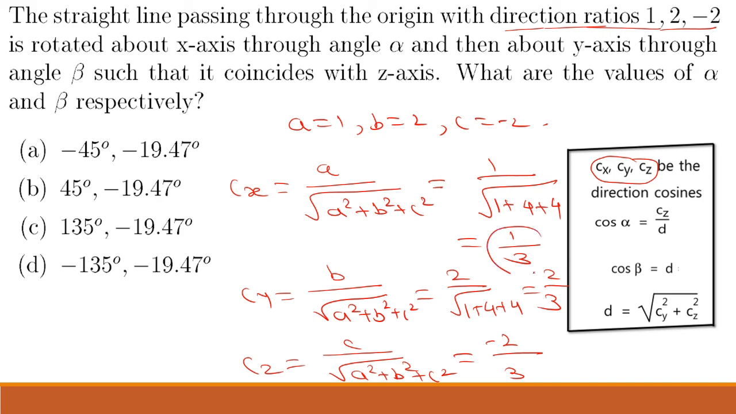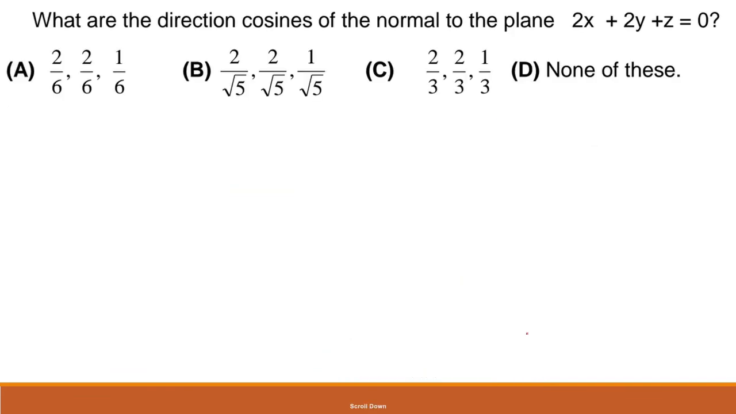So what did we get for cx? 1 by 3. What did we get for cy? 2 by 3. And what did we get for cz? Minus 2 by 3. And then you can find out the alpha and beta with the help of the previous MCQ. Okay, now let's move towards the next one.